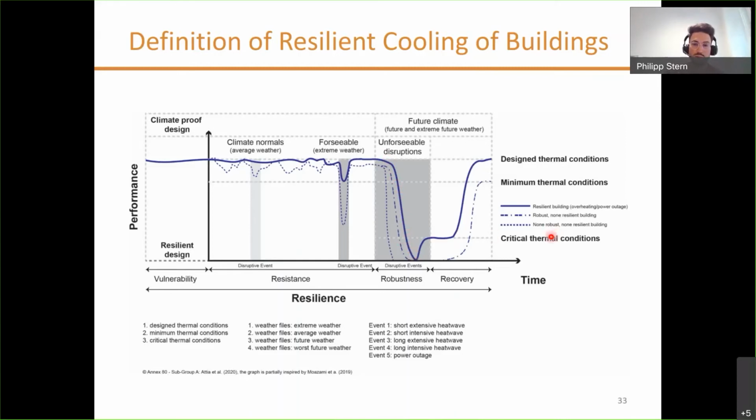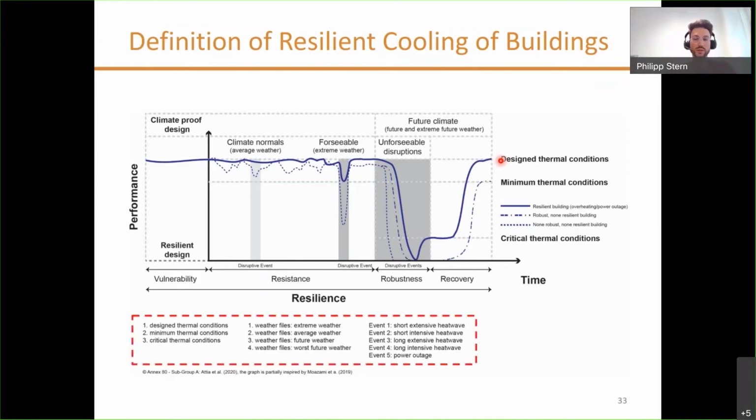So what we see here, we have the critical thermal conditions, minimal thermal conditions, design thermal conditions. So this is very important in order to define resilience, to have this disruptive event. And eventually, the building then can recover and come back to the designed thermal conditions. And then we could speak of a resilient building.